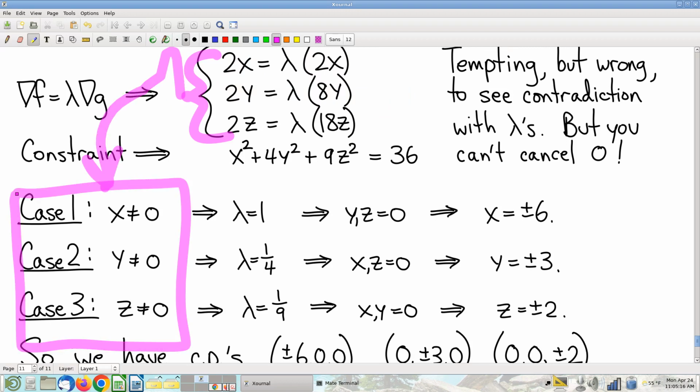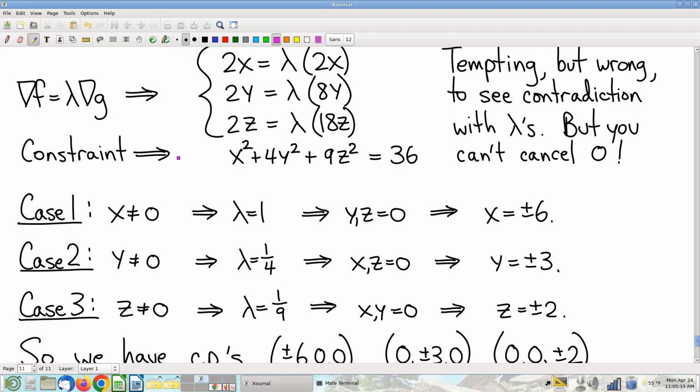There are 3 different cases. First entertain what happens when x is non-zero, then y is non-zero, then z is non-zero. I guess technically we have a fourth case. The fourth case would be all three of x, y, and z are all zero, but of course that fails this equation. So we don't need to really bother with that.